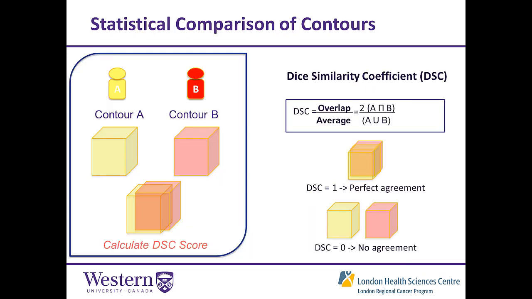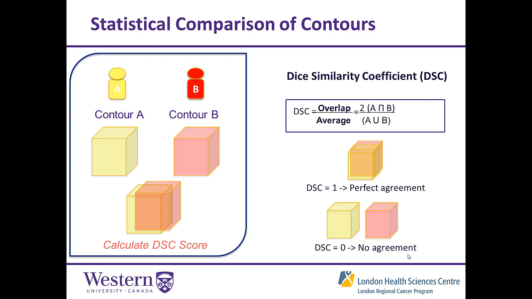EduCase will give you real-time feedback on your contours using a metric called the DICE similarity coefficient. The DICE coefficient compares a student's contour, contour A, with a gold standard contour, contour B. The DICE score is calculated based on the degree of overlap. The formula is shown here, and you don't need to know it. You won't be asked to calculate it, but what you need to know is that a DICE score of 1 represents perfect agreement, and a DICE score of 0 represents no agreement.